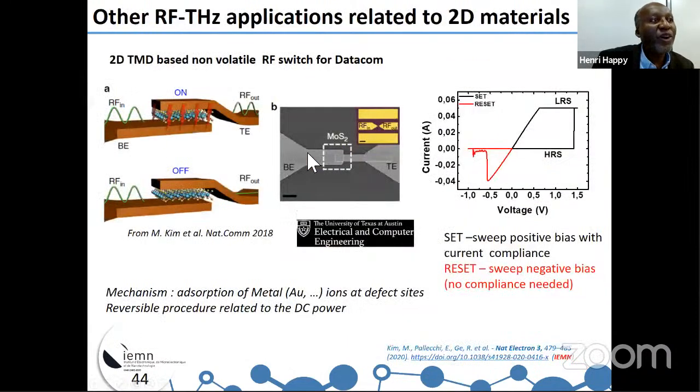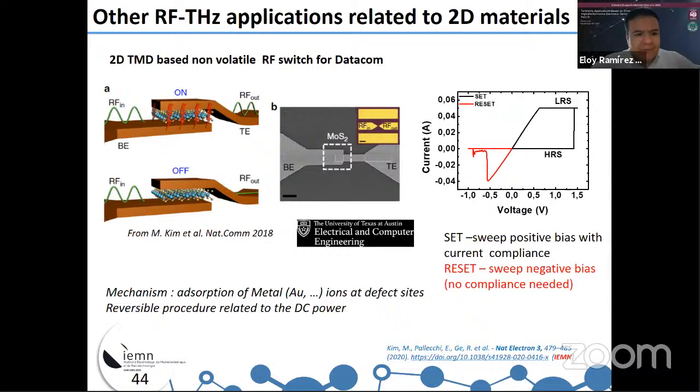And concerning, for example, this work, we have a collaboration with University of Texas. That means the device I mentioned here was fabricated in Texas, but the characterization was made at IEMN because they don't have facilities for characterization. That means it is a real collaboration. We learn from others, we need collaboration, and we collaborate a lot.